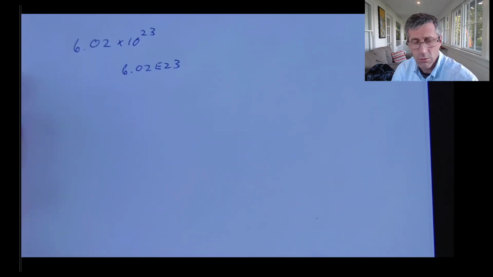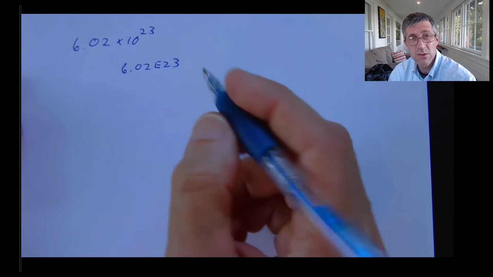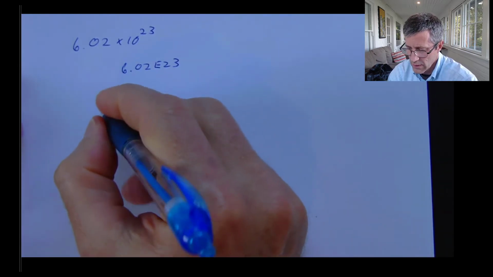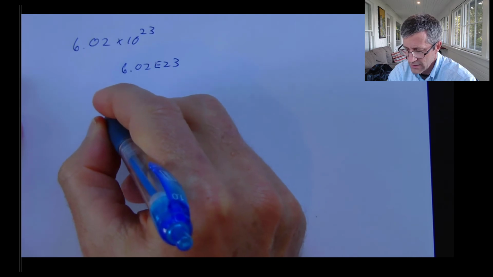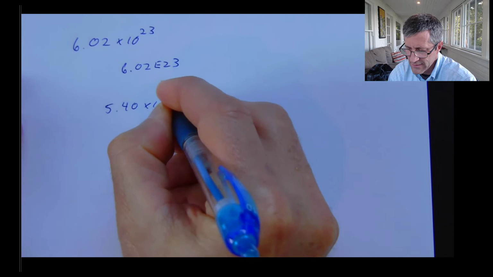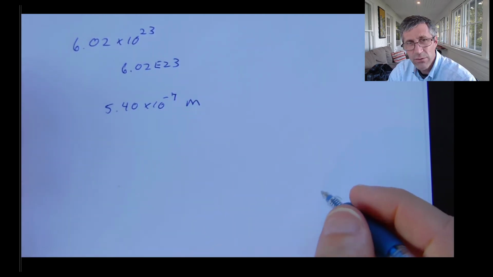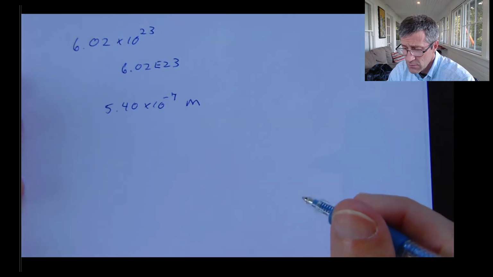We're going to be dealing with light. Light has the speed of light, but also we're going to be dealing with wavelengths that are really small. So I might have something which is 5.40 times 10 to the minus 7 meters. If I have blue light, the wavelength of blue light would be about this value.